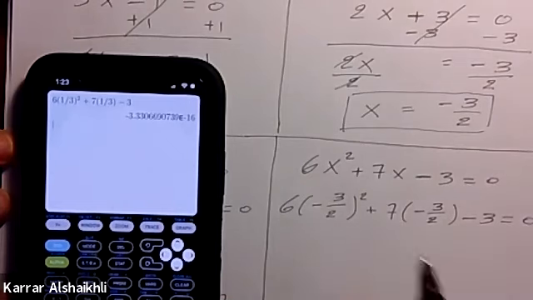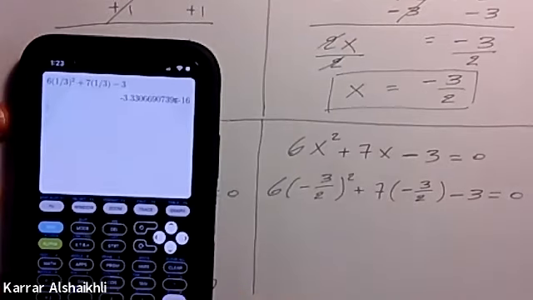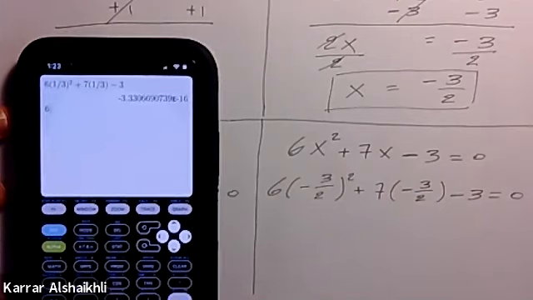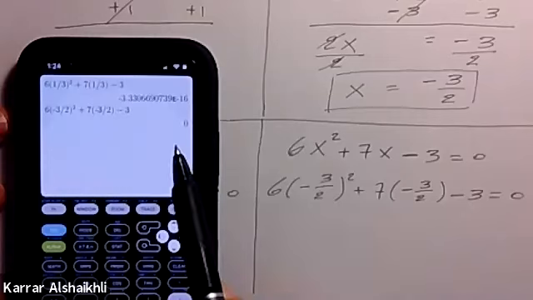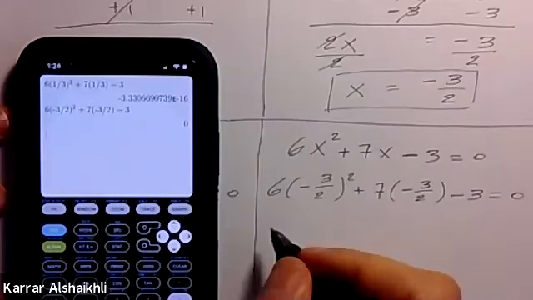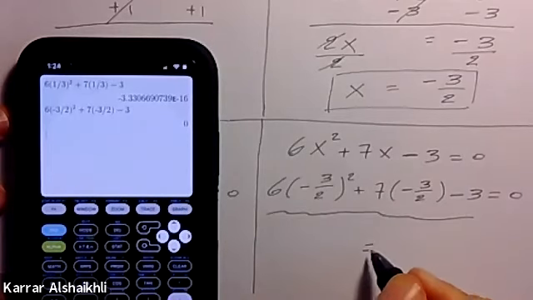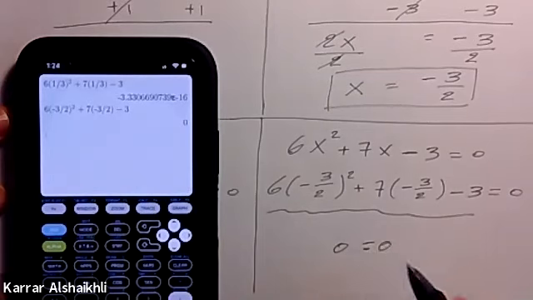Let's find the result from this side. 6 parentheses -3 divided by 2, close the parentheses, squared, plus 7 parentheses -3 divided by 2, close the parentheses, minus 3, the result equals 0. That means this side equals 0. That means this is the only solution.